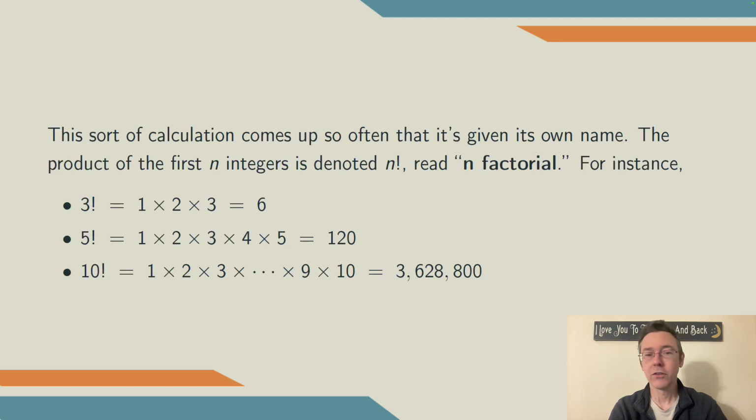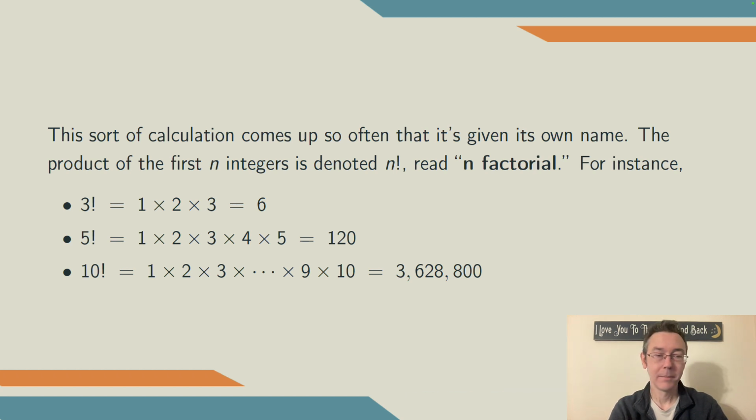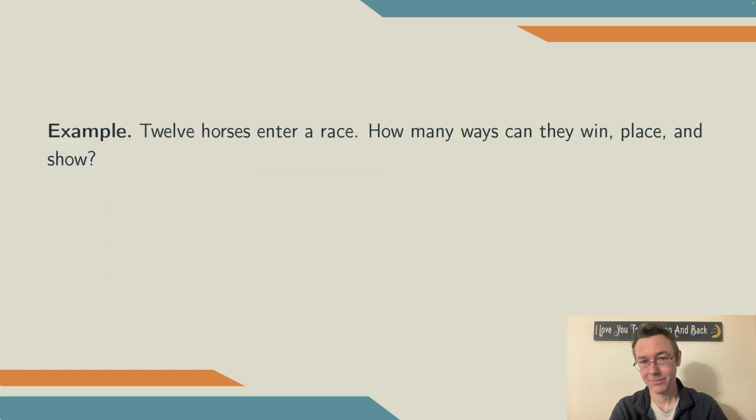This sort of calculation comes up all the time, so much that it's given its own name and its own notation. N factorial, n exclamation point, means just to multiply the numbers starting with 1 and going up to n. So for instance, 3 factorial is 1 times 2 times 3, 6, and 10 factorial is 1 times 2 times 3, ... all the way up to 10. Factorials get very big very fast. Even just with 10 factorial, we're already well over 3.5 million.